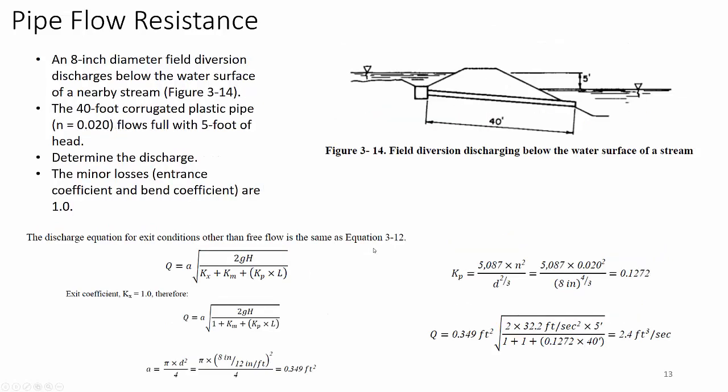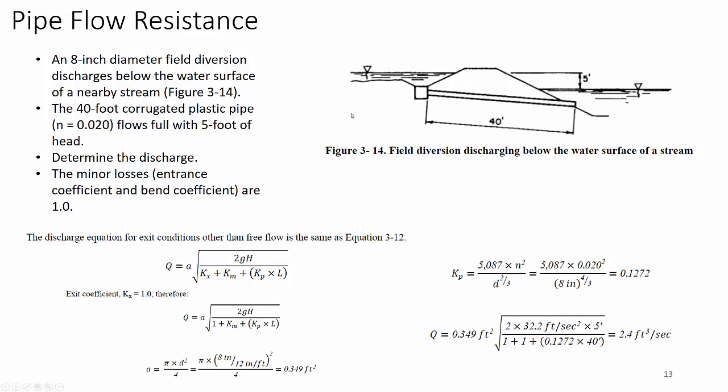Now let's take an 8-inch diameter in-field diversion discharging below the water surface. So here we have the situation where we're discharging from one elevation to another. Now you can see these especially in rice fields, but you also see these in other water management systems where you're dropping water into a drop inlet spillway, a box of some sort, and then through a pipe and into another system, but it's submerged. And so the difference in hydraulic head between the two is 5 feet.